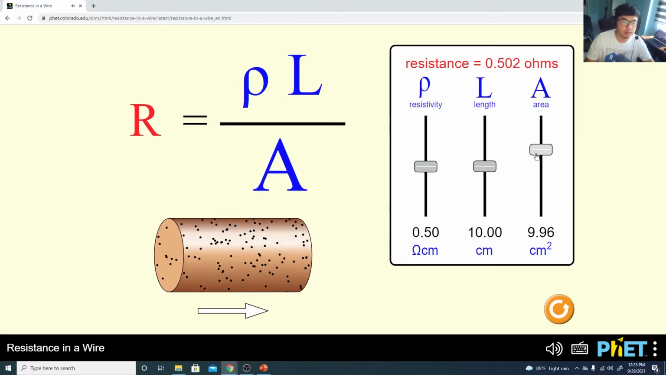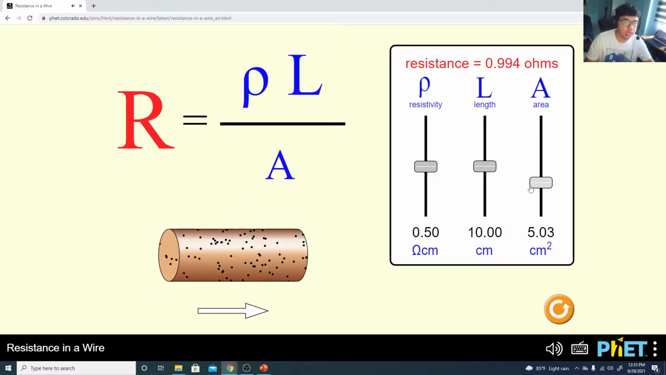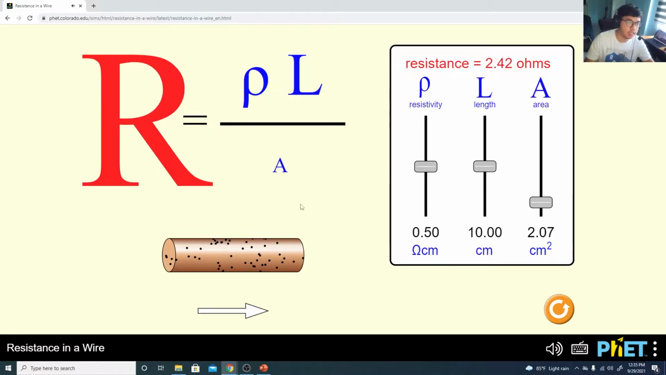And if you go the opposite way, if a wire is thinner, that means it has a small cross-sectional area, that will make the resistance bigger. That's because a thinner wire is very hard for the current to flow through because it's very thin. There's not a lot of space for the current to flow through, so it's very tight.